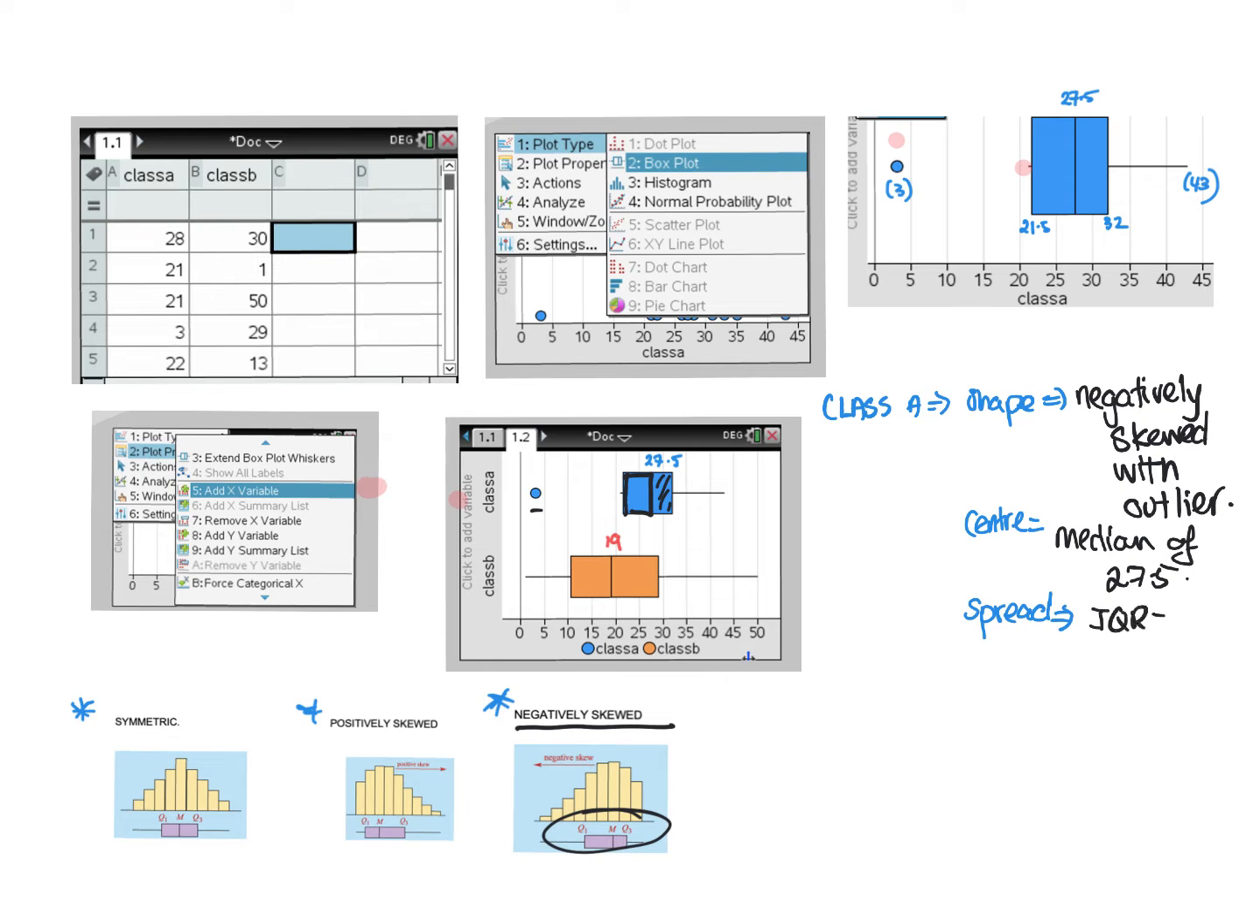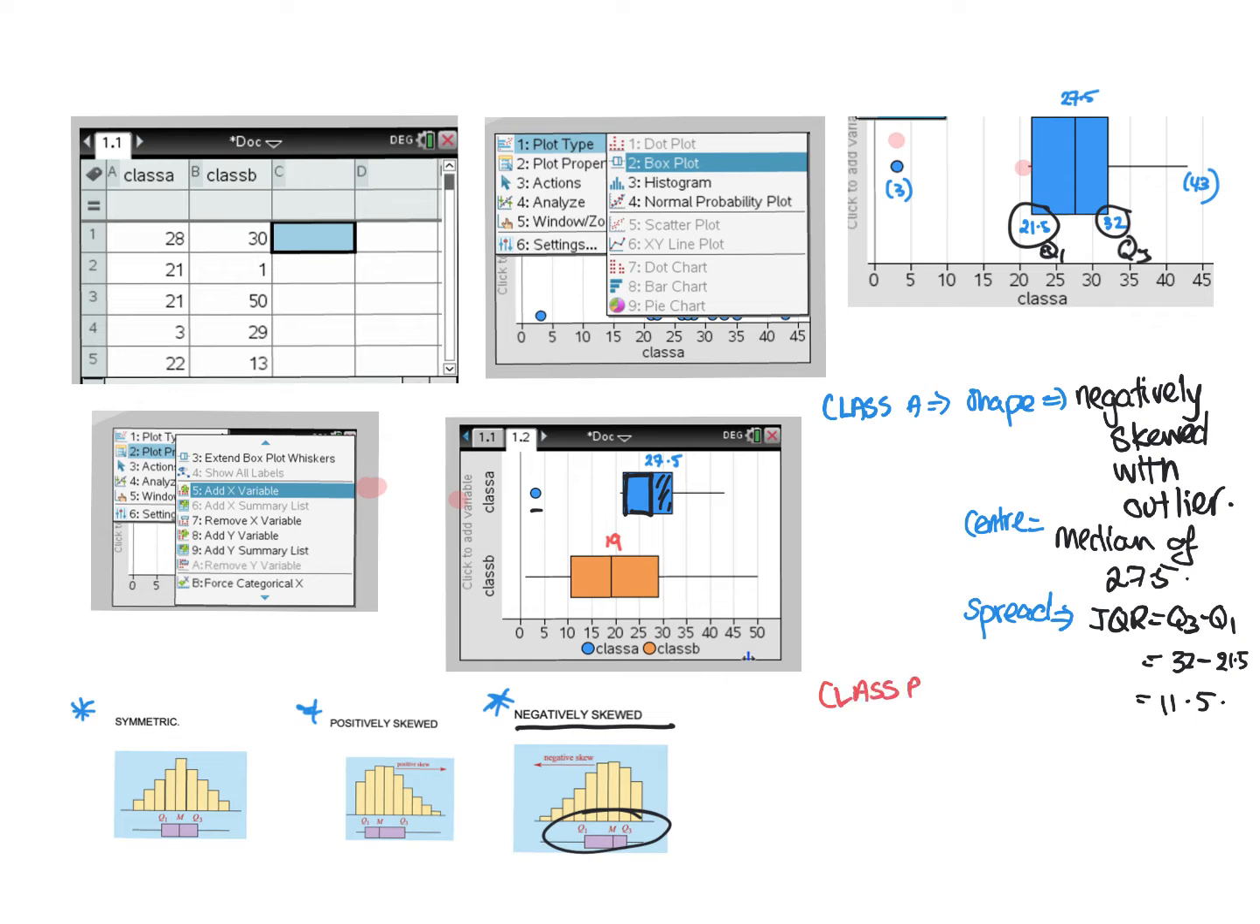The IQR is Q3 minus Q1. So up here, I hovered over this so we can see. Q3 is actually 32 here and Q1 is 21.5. So what's the IQR? That's 11.5. Okay, so that's the spread. And that's you commenting.